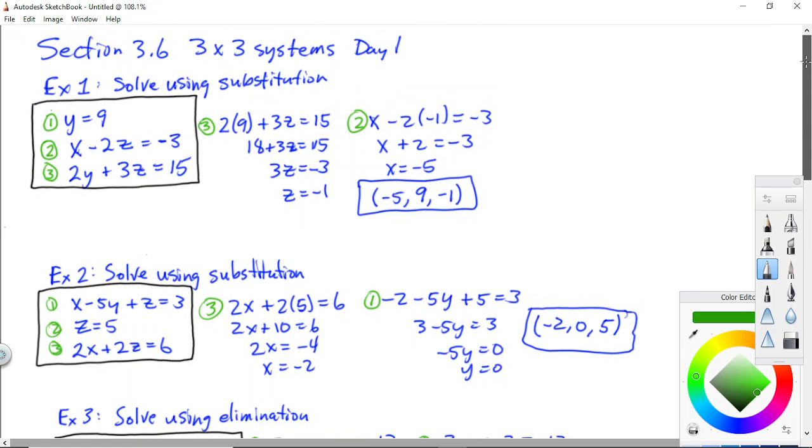And computers can do these very easily. They can do 4 by 4. 4 equations, 4 variables. 5 equations, 5 variables. They don't care. And in real life, there are systems that are huge, that have many variables. But we probably won't be doing any that large. But the process is similar. You just keep whittling away at it, eliminating variables.